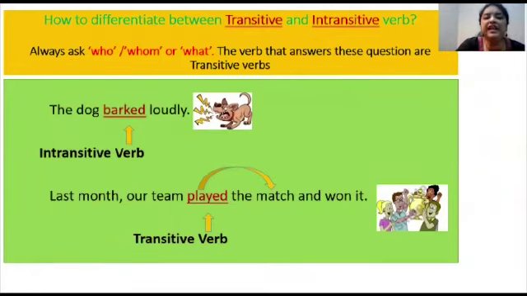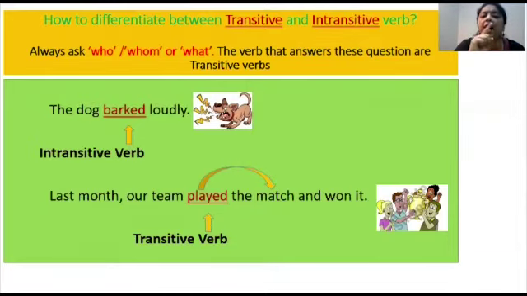How to differentiate between a transitive and an intransitive verb? If you read a verb in a sentence, how will you find out whether it's transitive or intransitive? You will ask the question what, who or whom. Is the verb answering any one of these questions? If it is answering any one of these questions, then that verb is a transitive verb. If it does not answer any of these questions, then it is an intransitive verb.